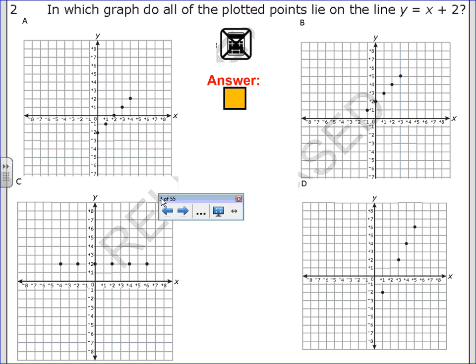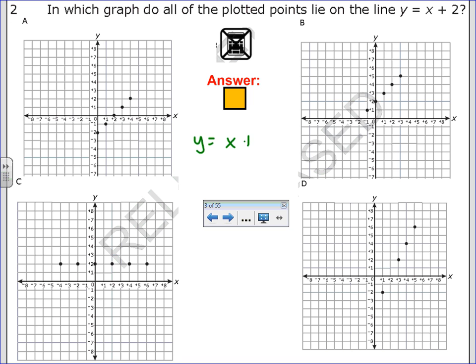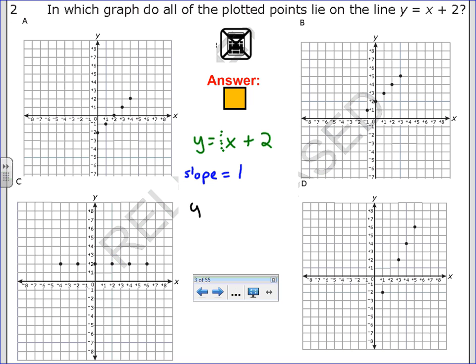Okay, for question number 2, it said, in which graph do all of the plotted points lie on the line x plus 2? Well, first off, you need to remember that when we write it, I'm going to rewrite that over here, x plus 2, that there's like an imaginary 1 there. So my slope is 1, and my y-intercept is 2, because remember, it's mx plus b. So m is my slope and b is my y-intercept.